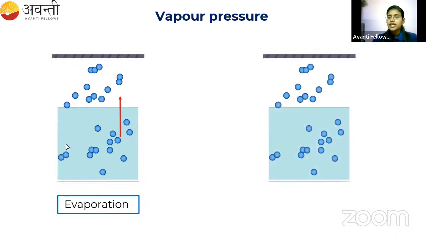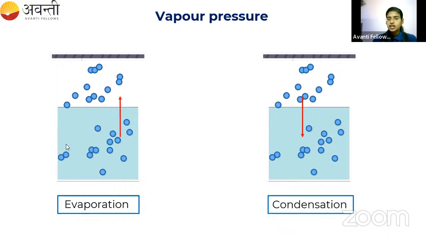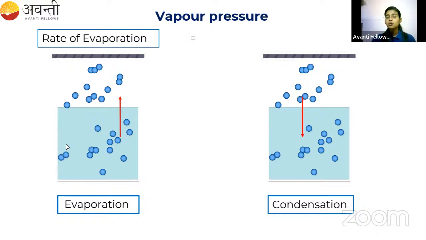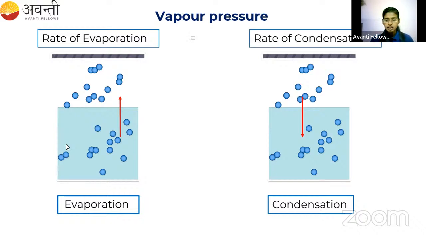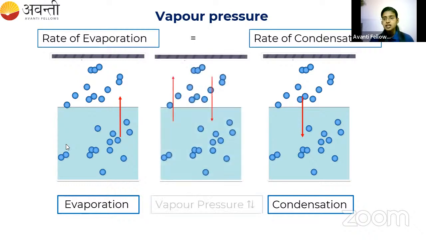Good. Now I am going to take one more system in which the particles which are present outside are coming inside the container. What is this called? Very good. It is called condensation. Now, if the rate of evaporation is equal to the rate of condensation, then I call this vapor pressure.